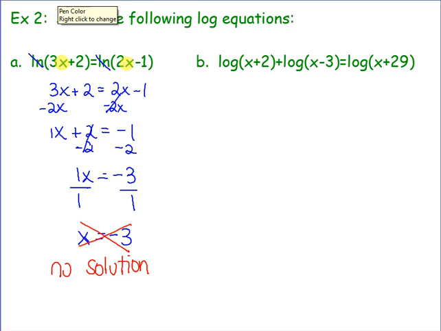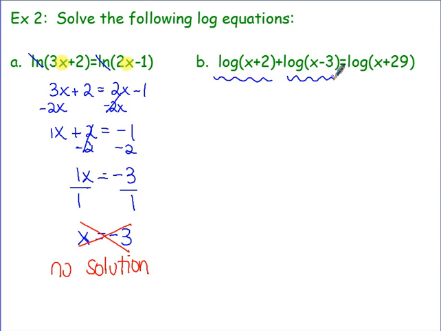So hopefully you have the idea of the basic ones. Cancel the logs, solve, check your answers. So now we're going to look at one of the more complicated ones. So the reason I say this is more complicated is because I see 2 logs and only 1 log on this side. This is a problem. You cannot have 2 logs.